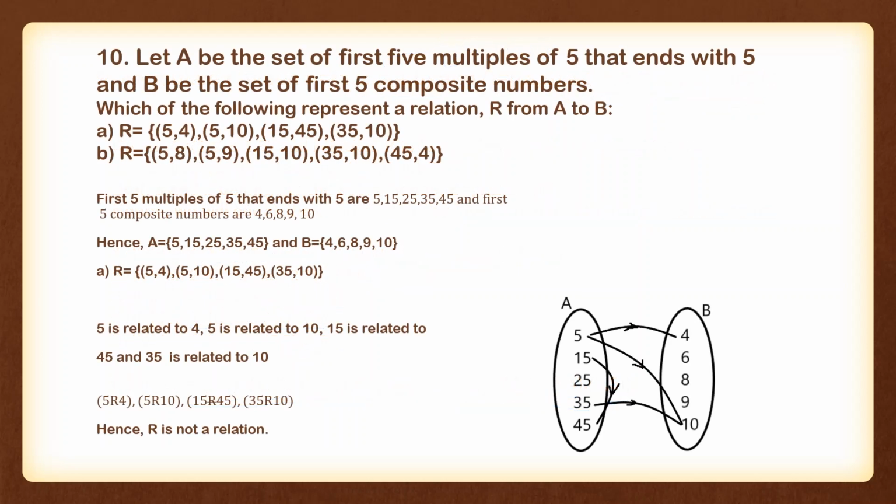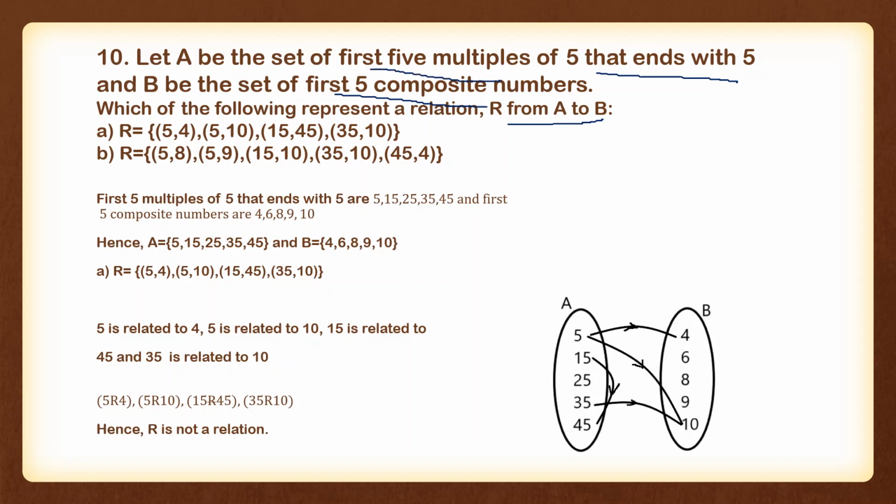Next question is, let A be the set of first 5 multiples of 5 that end with 5, and B is the set of first 5 composite numbers. So there's a question inside, the sets are not given, we have to formulate the sets also. And which of the following represents a relation from A to B? So first, in order to solve any question, we have to formulate the sets first, because the set is not given directly.